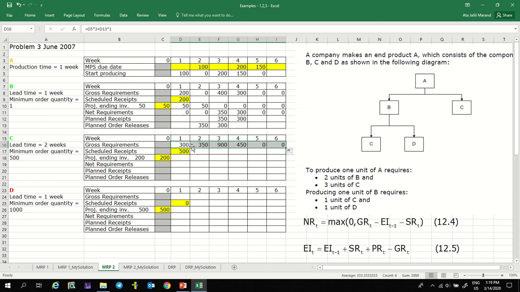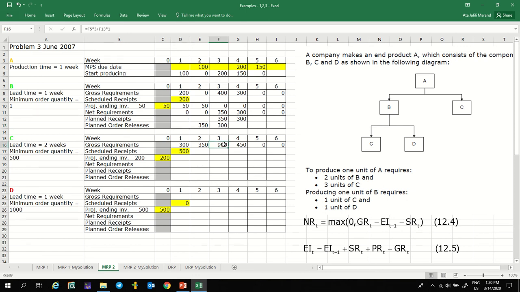What does it mean? For example here, it means that to be able to start the production for product A, I need to have the materials required for 100 units of product A ready in week 1. And for 100 units of A, I need 300 units of C. So I make sure that 300 of C is ready in week 1. But there is nothing here for B, so it will give us 0. We'll take it into account, but it is equal to 0.